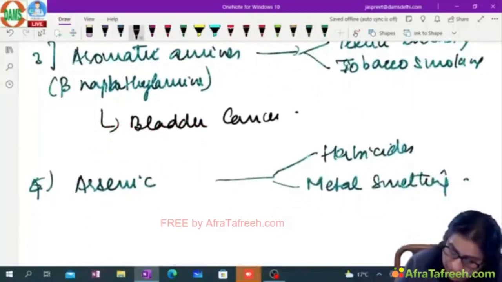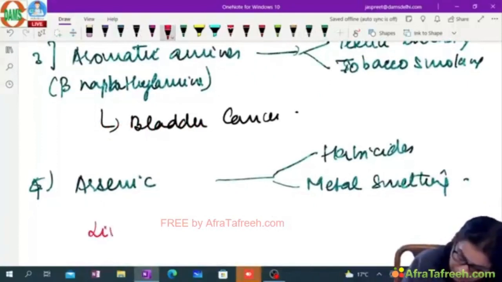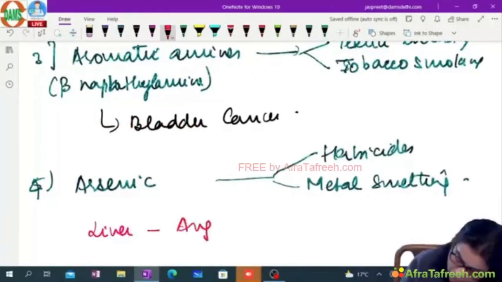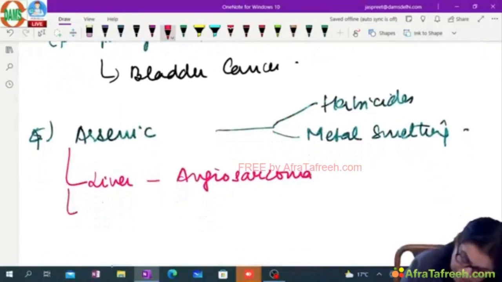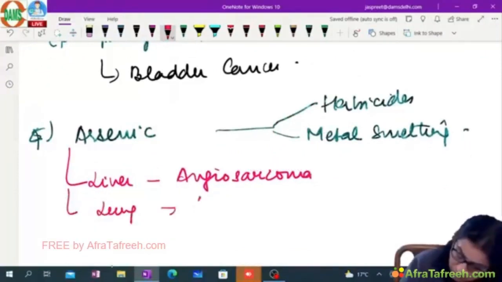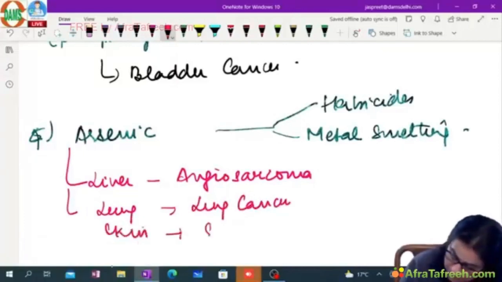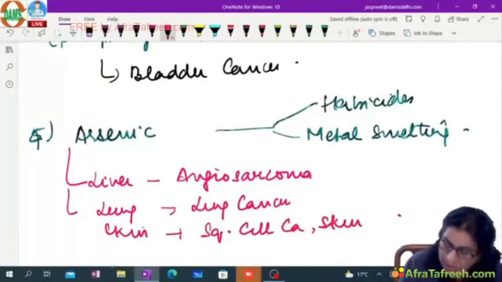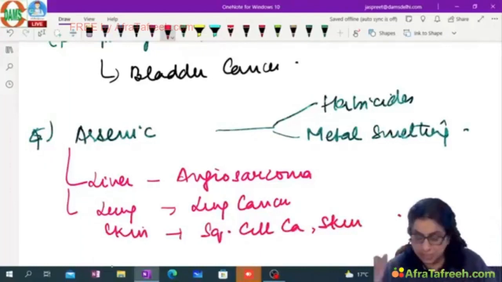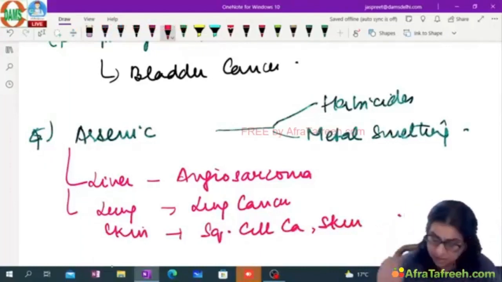And arsenic can cause cancer at a number of sites. Number 1, in the liver, arsenic can cause angiosarcoma of the liver. Second, arsenic can cause lung cancer. And 3, arsenic can also cause skin cancer, squamous cell carcinoma of the skin. So arsenic exposure can cause cancer in the liver, lung and skin.